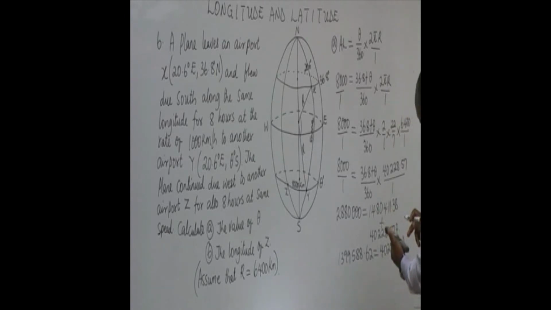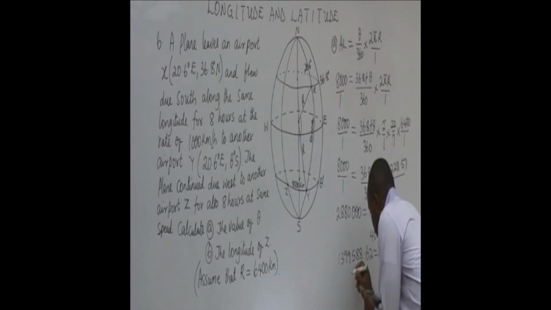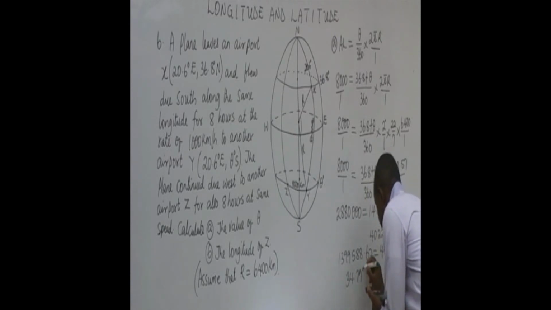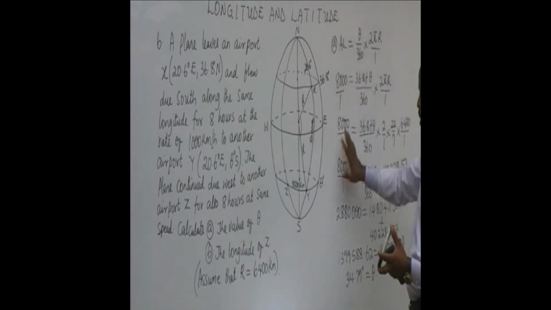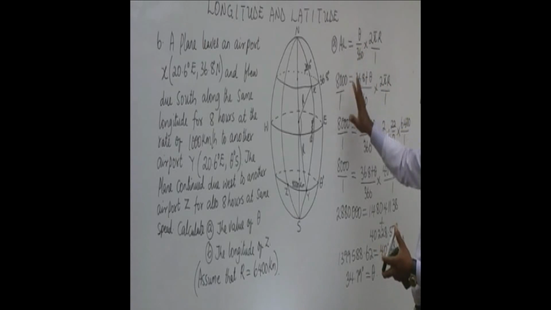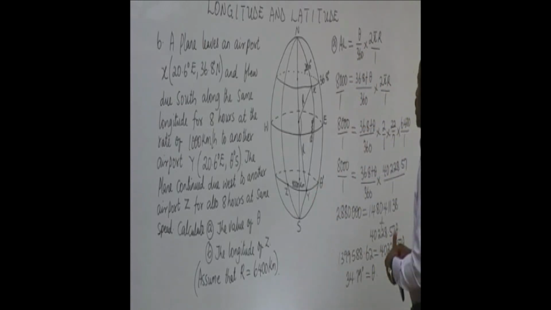So let's do it. It's giving us 34.79 in 2 decimal places degrees as the value of theta. And that has answered question number A. And you know we have to play this question number A so that you have a space to do question number B.